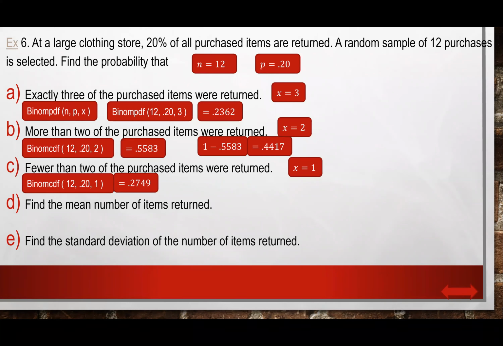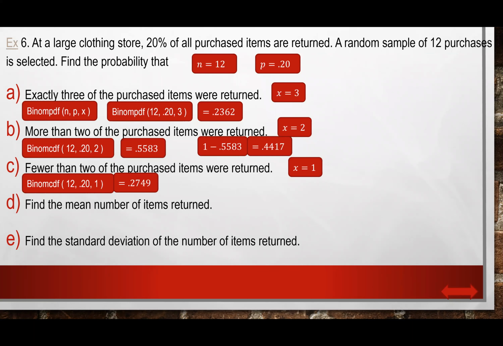Or if you want, you can do the binomial PDF of the 0, binomial PDF of the 1, and add them together. The answer should be the same. Okay, because we only have 2 items, we can do the individual item and then add them up. If we have like 10 items, we don't want to do the binomial PDF of 0, of 1, of 2, up to 10, and then add them up, which is time consuming. That's why we use the CDF.